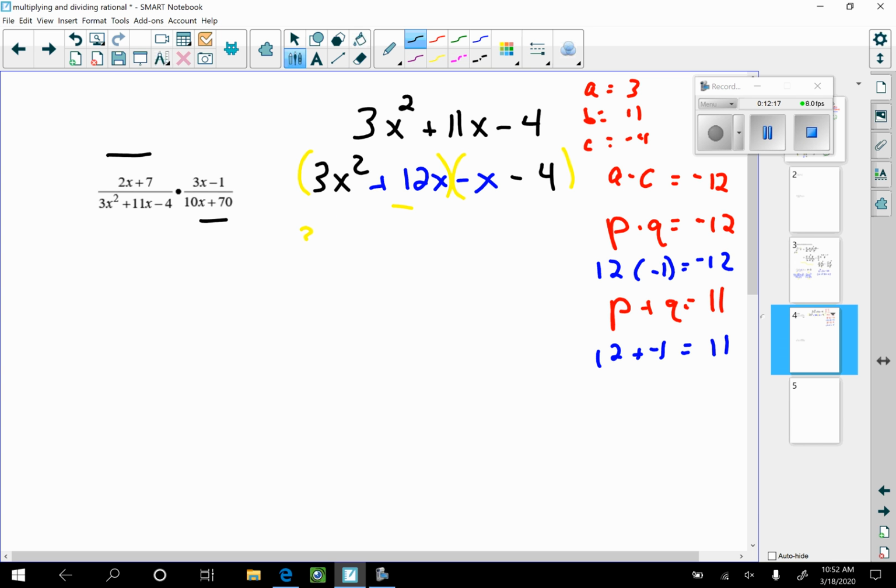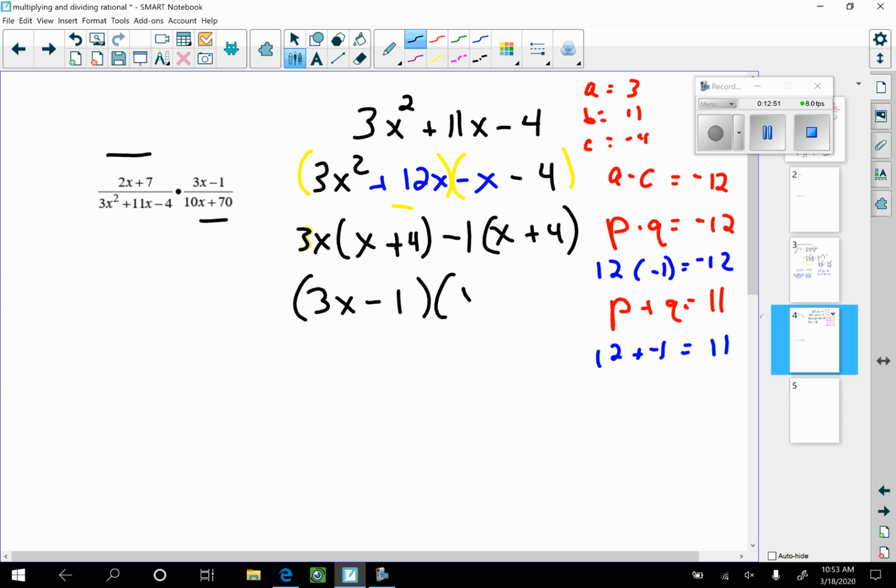Factor out a 3x here. That's the common factor. I have a 3x here, it's going to be x plus 4. And keep in mind, if we do this, this other binomial is going to have a factor of x plus 4. And I see it's going to be -1, because -1 times x is -x, and -1 times 4 is -4. I have two terms. I factor the x plus 4 out, and I get 3x minus 1 times x plus 4.